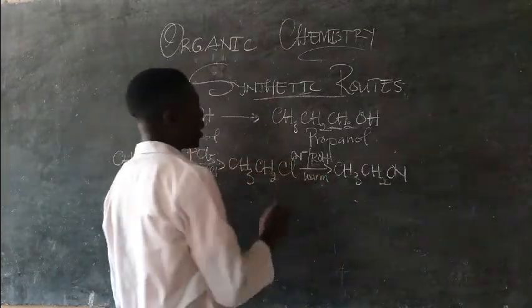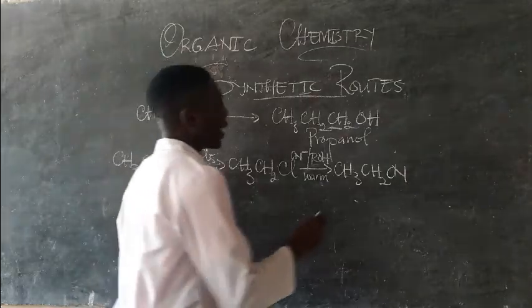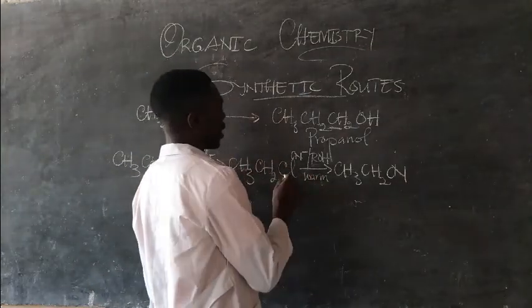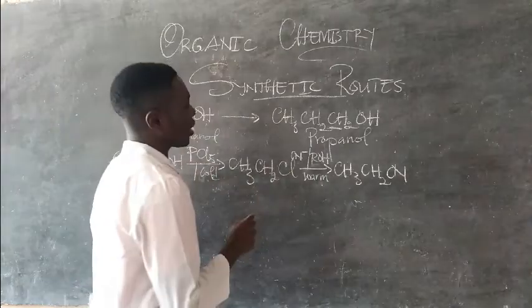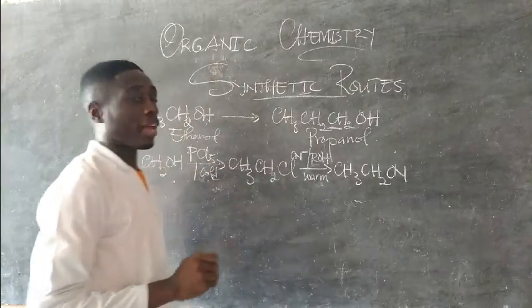It is going to be a nucleophilic substitution reaction, because cyanide, CN minus, is a nucleophile, and the cyanide will be replacing the chlorine there. So we call it a nucleophilic substitution reaction.